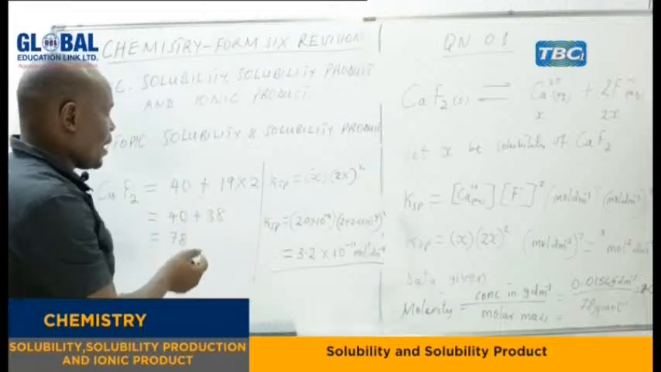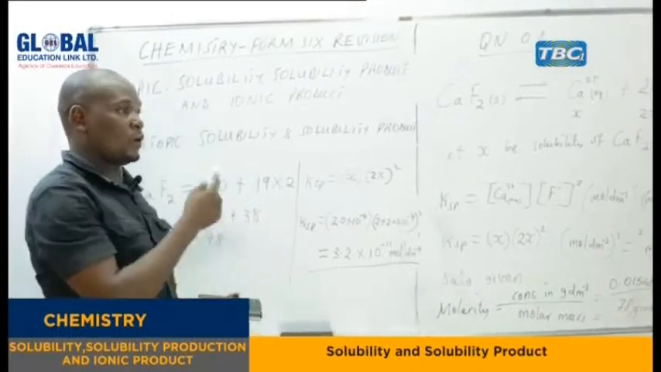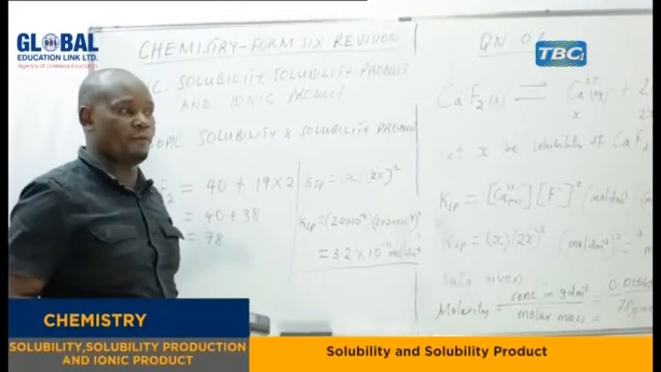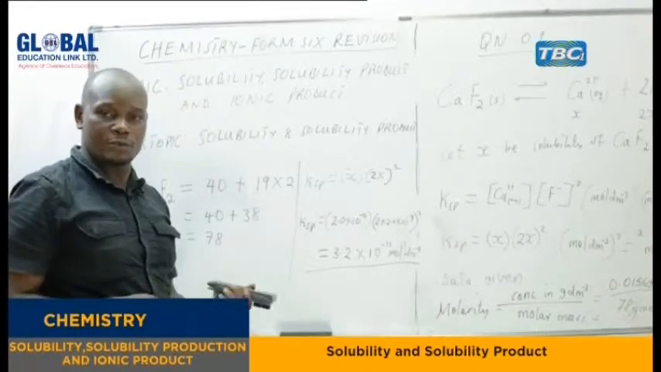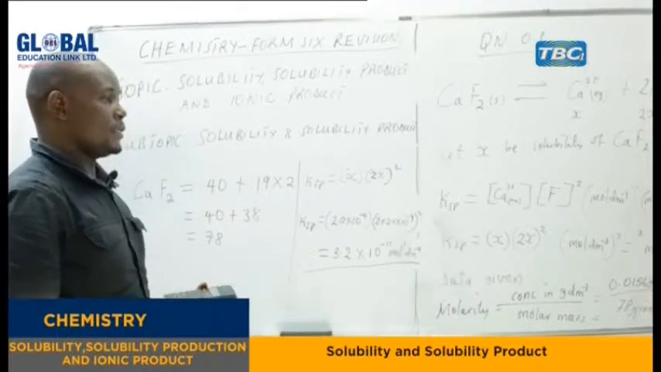So that is now about the first question, which required you to calculate the Ksp value of the given sparingly soluble salt. So let us now go and consider the second question.